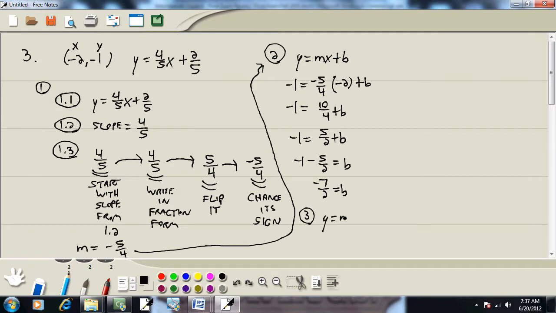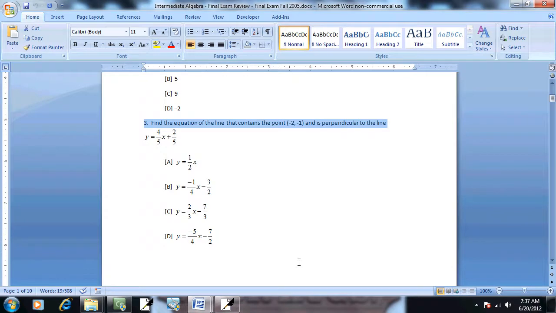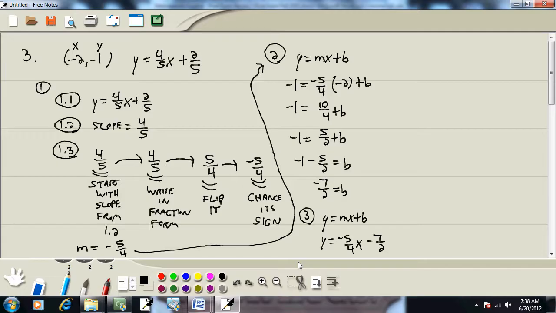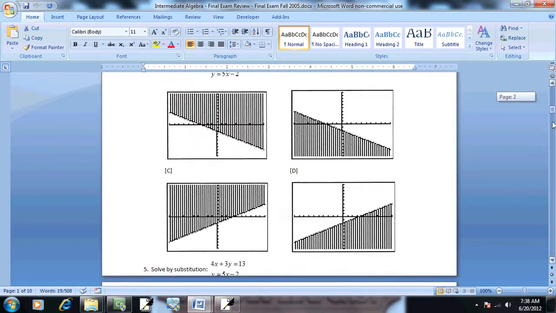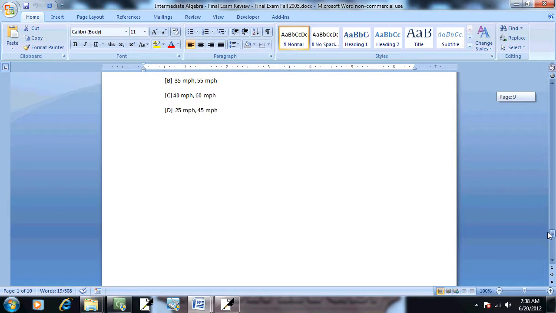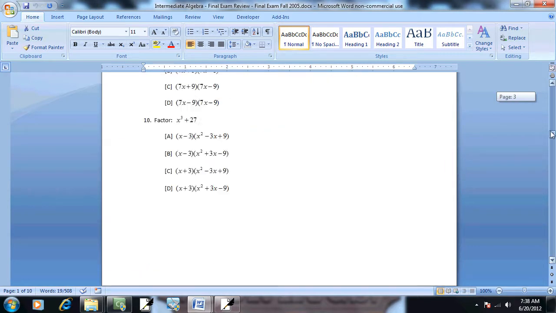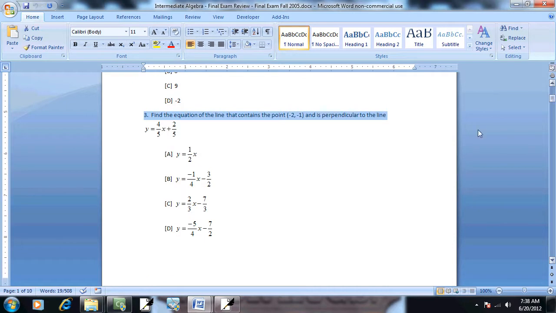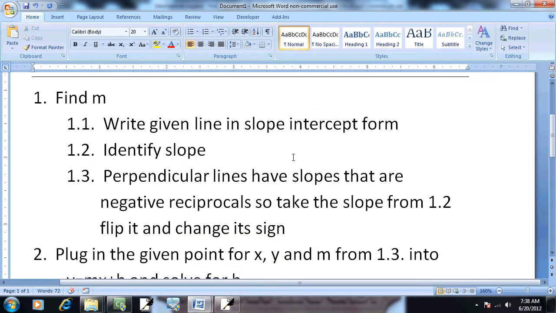And a lot of people forget step 3. Write your answer down. Well, we found the m back from step 1 was -5/4, and b is -7/2 from step 2. So y equals -5/4 x minus 7/2. Looks like D as in David. Let's go double check that. And then let's talk about how it would change for parallel.